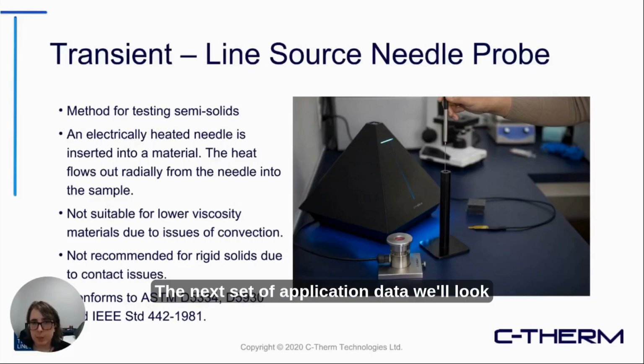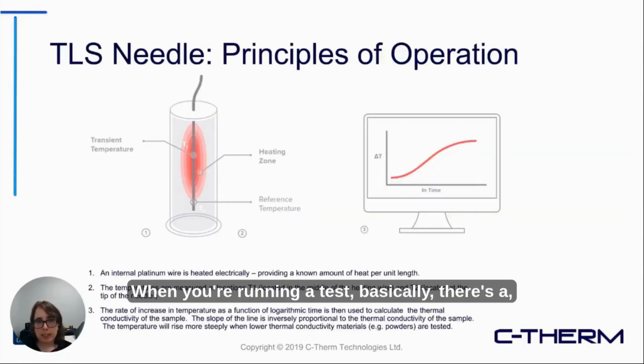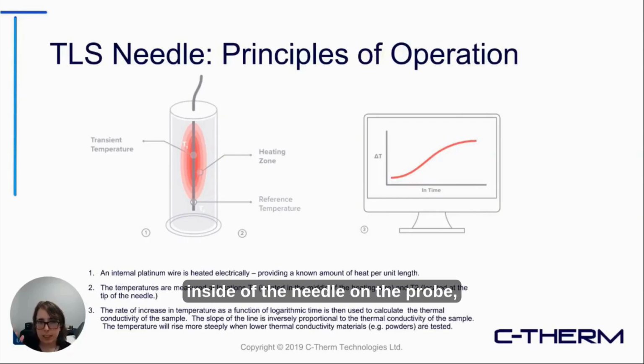The next set of application data we'll look at is the transient line source needle probe technique. This technique is standardized for use in geological applications according to ASTM D5930 and IEEE standard 442-1981. When you're running a test, inside the needle on the probe there's a heater segment, and you apply a heat pulse to the line heater segment.